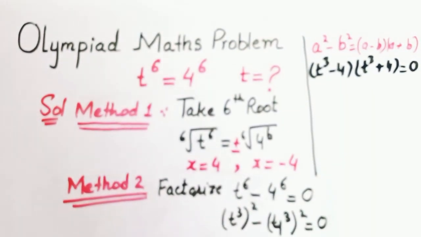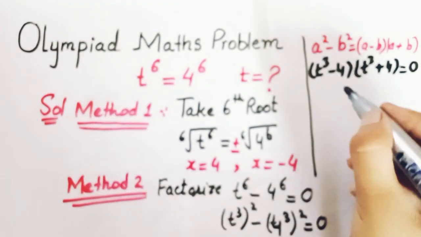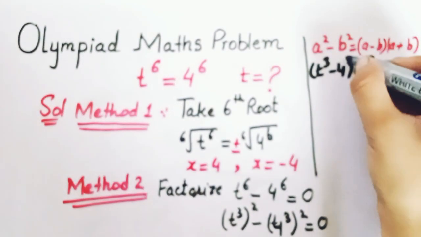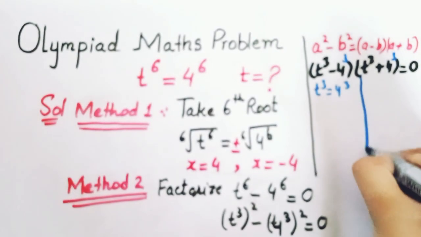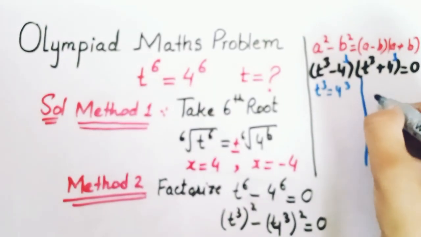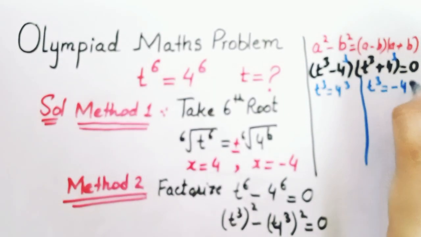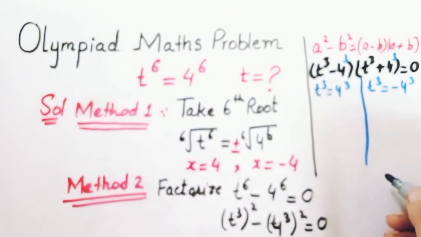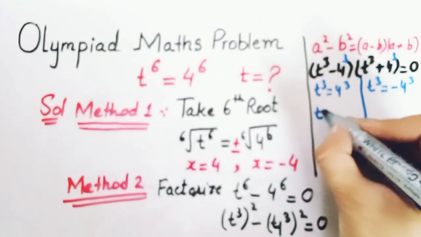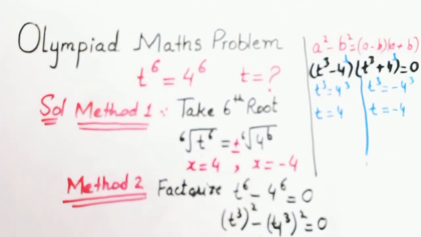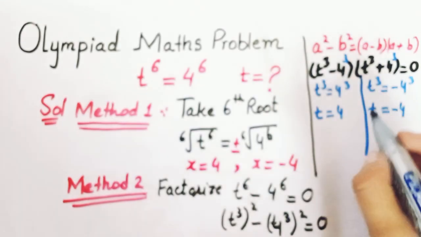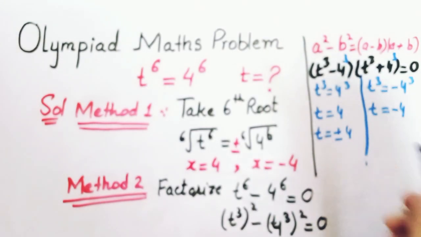So this gives us two pathways. First is t cube equals 4 cube, and the other pathway gives us that t cube equals minus 4 cube. So when we solve this, this will give t equals 4 and t equals minus 4. These are the values. Now we get the two answers, t equals 4 or t equals minus 4, or t equals plus minus 4.